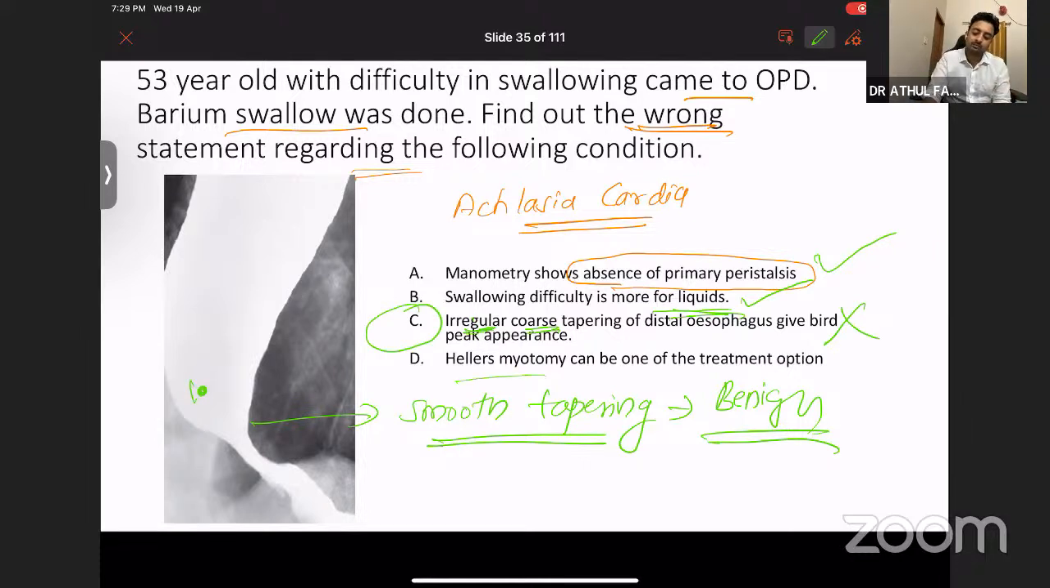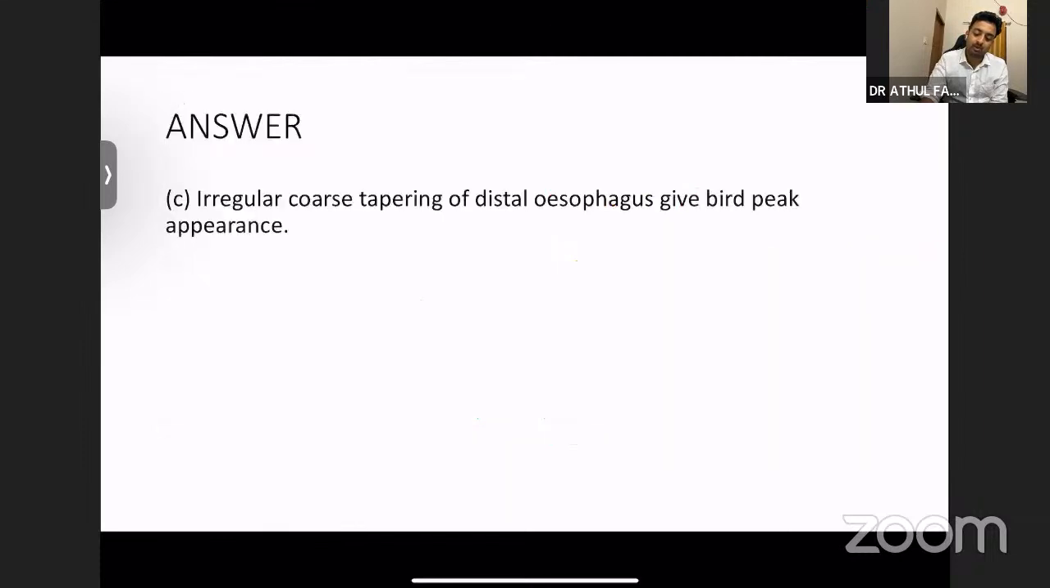And you know there is Heller's myotomy or POEM surgery, whatever procedure you want to do, you can do. But the thing is, the narrowing will be very smooth and very regular, giving you a bird beak appearance. So it is not irregular, it is not coarse. So that is the catch point. Always remember the investigation of choice is barium, the gold standard investigation is manometry with biopsy. And you can do barium swallow to see this bird beak appearance. I hope you are clear with this.